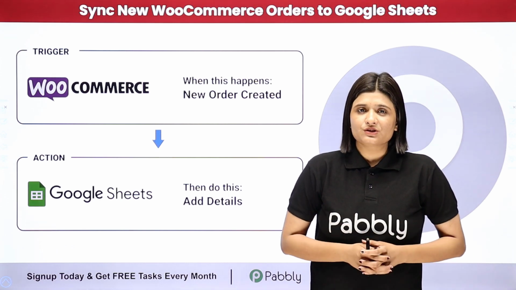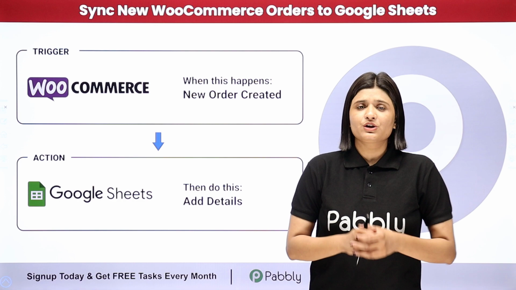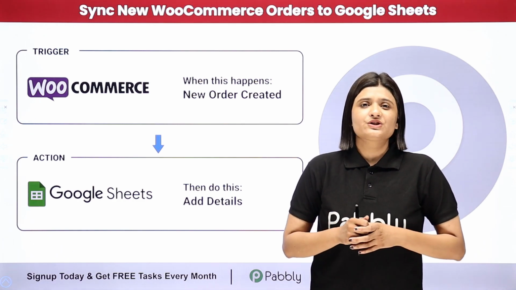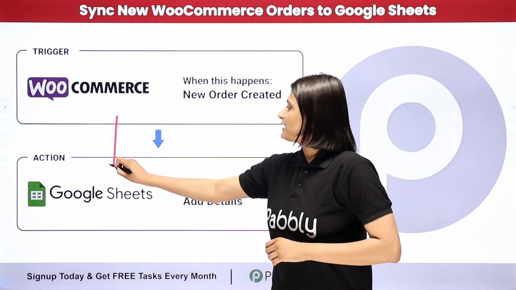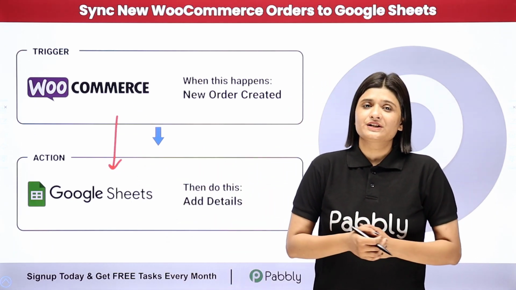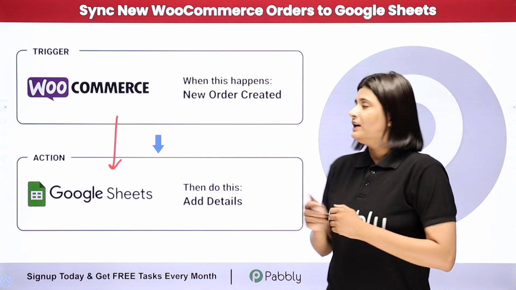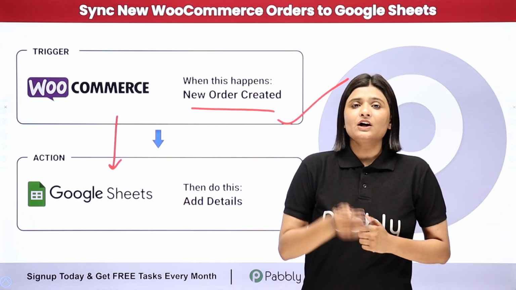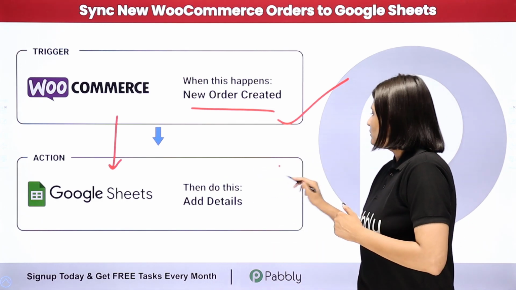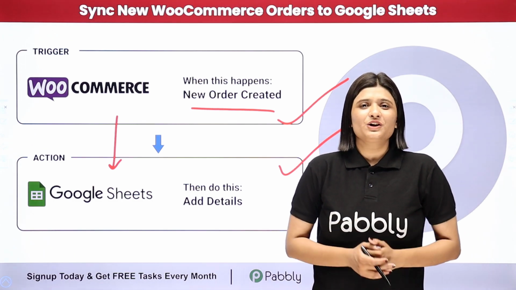And to do this automation, I'm going to use Pabbly Connect. So Pabbly Connect is an amazing automation and integration software which requires no coding or programming skills. Here I just need to build connection between WooCommerce and Google Sheets. With the help of Pabbly Connect, I am going to build this connection in such a way that whenever I am going to receive a new order in WooCommerce, automatically the order details will be added to my Google Sheets spreadsheet. Now if you want to learn the step-by-step process, then let me take you all to my screen.